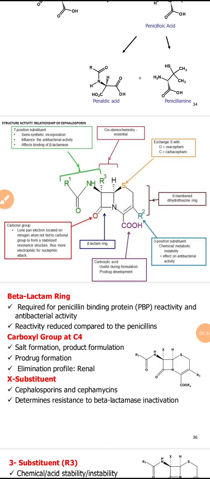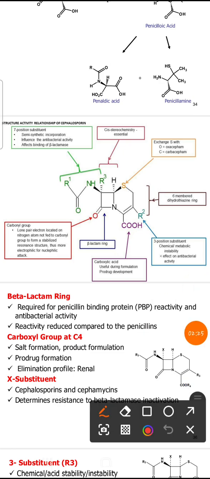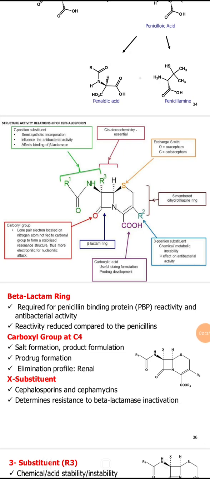Cephalosporins have a substitution at the 3 position. We have the R2 substitution at 3. That R2 position is very important for the chemical and metabolic stability of these compounds. It also determines the acid stability. It is also important for new generations of cephalosporins. Many generations differ from each other by this substitution or the acyl substitution.